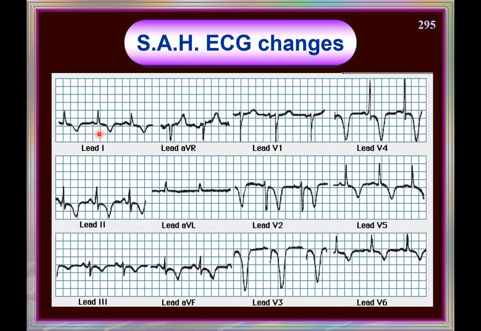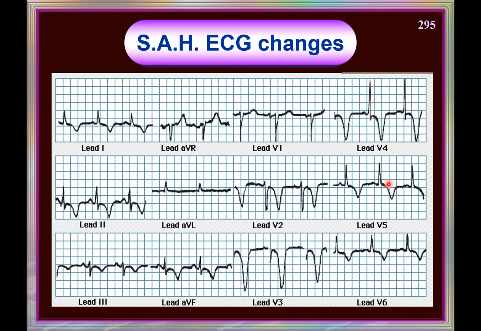In subarachnoid hemorrhage, there will be very symmetric, very deep T inversions. This is global. Almost every lead shows it, except aVR and V1. V1 and aVR, we always expect the T to be down, and they will be showing an upright T, and all the other leads will show a global, uniformly deep T inversion, which is a classical feature of subarachnoid hemorrhage.